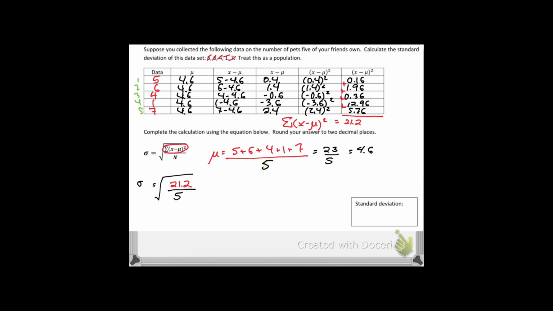Okay, so you can just type this whole thing directly into your calculator and you find that the standard deviation is about 2.06. You could also divide first. 21.2 divided by 5 is 4.24. And then you would take the square root of that, and that gives you about 2.06. Again, rounding to 2 decimal places because that's what we are asked to do.